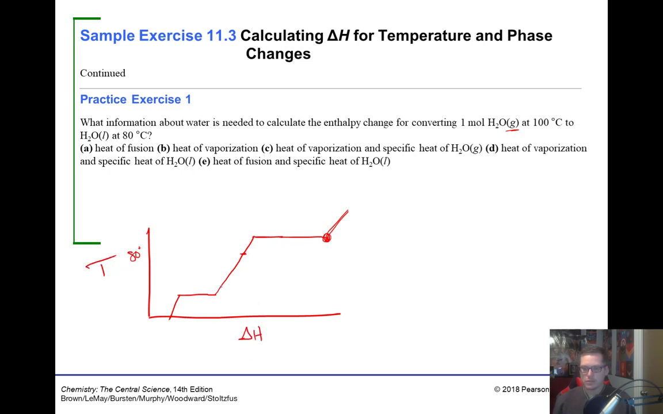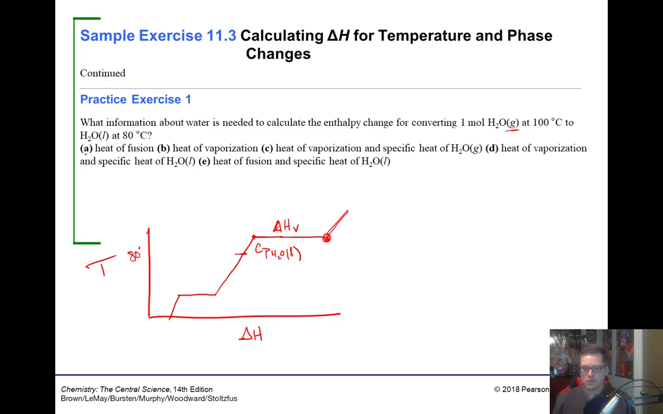So what would we have to know to calculate this? We'll go from this dot to this line. To go from here to here, that's a phase change. We're going from gas to liquid, so we need to know the delta H of vaporization. Once we've figured out the enthalpy change going from here to here, then we need to know the enthalpy change to go from 100 degrees down to 80 degrees. In order to do that, we need the heat capacity, the specific heat, of liquid H2O.